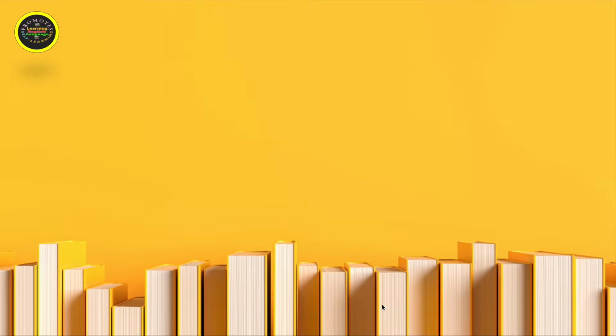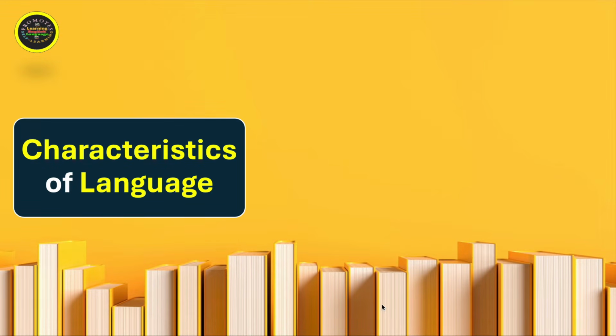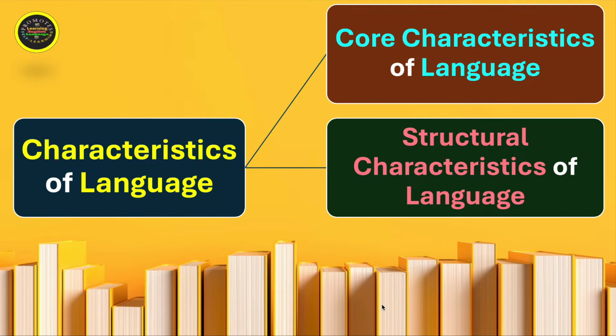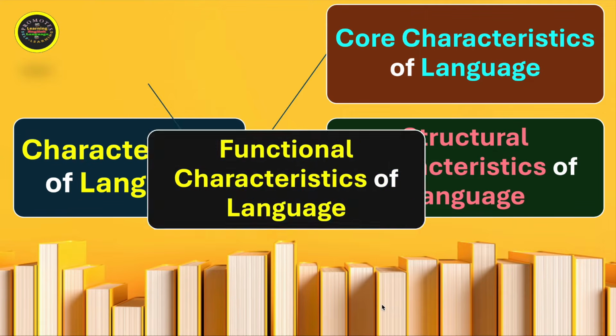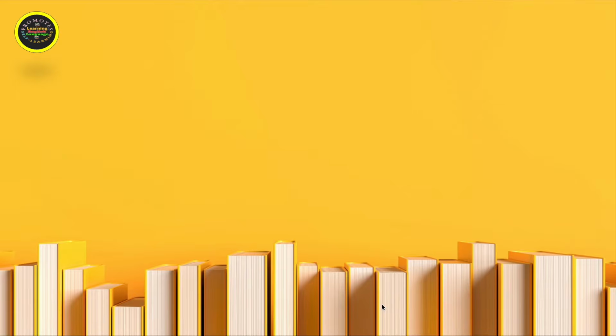Now we move on to the central part of our discussion, that is characteristics of language. This area is divided into three main categories. The first one is core characteristics of language. The second one is structural characteristics of language. And the third one is functional characteristics of language. Now let's discuss each one of them in detail.